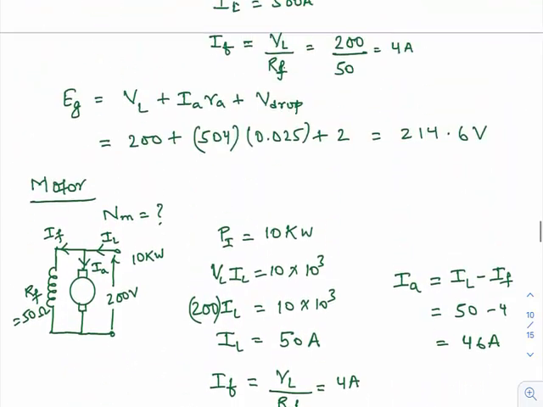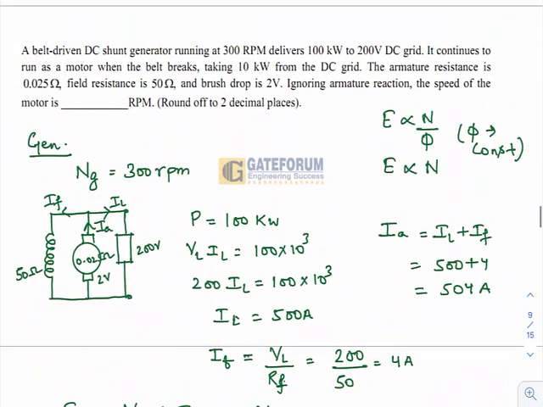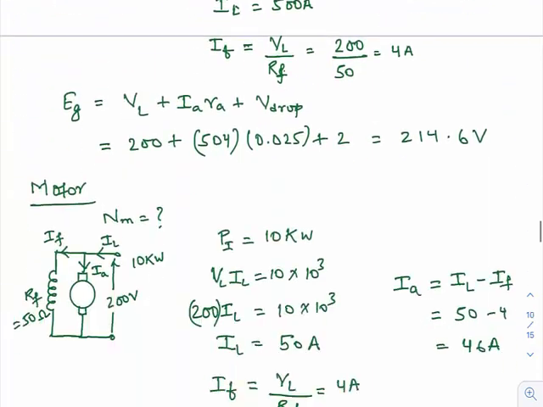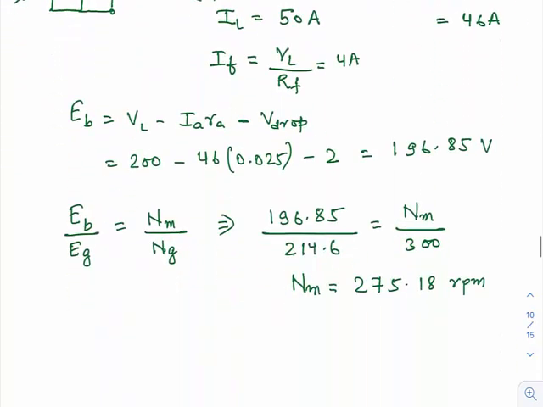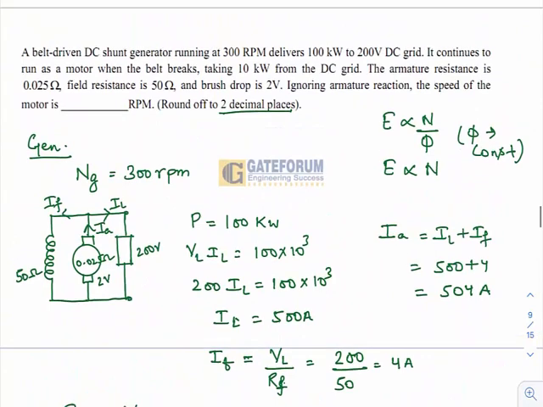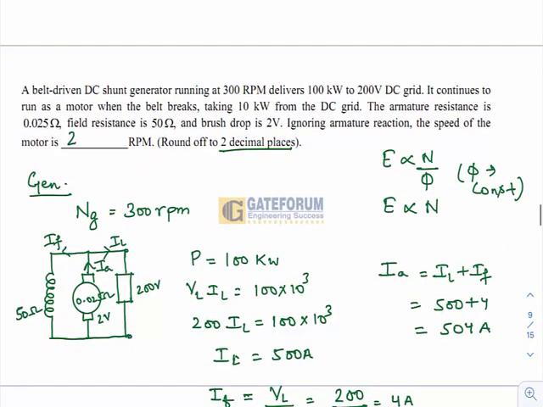275.18 RPM. So you have to round off to 2 decimal places. I am getting up to 2 decimal places as 275.18. So the correct answer is 275.18 RPM is the speed of motor.